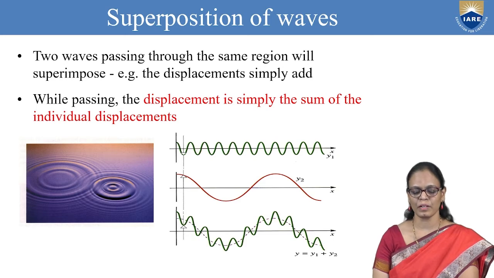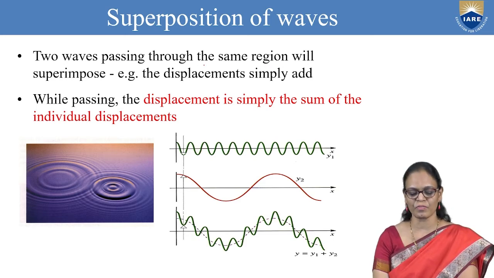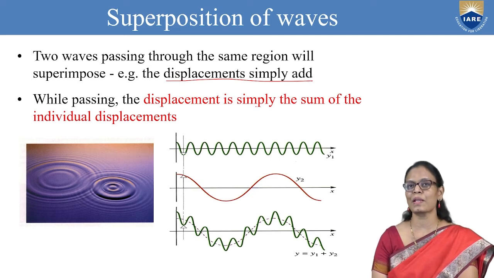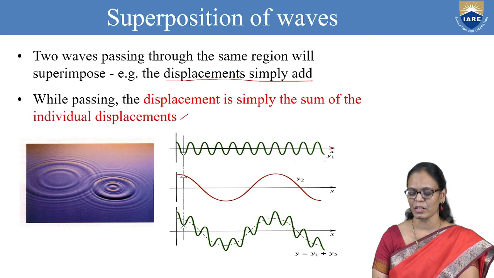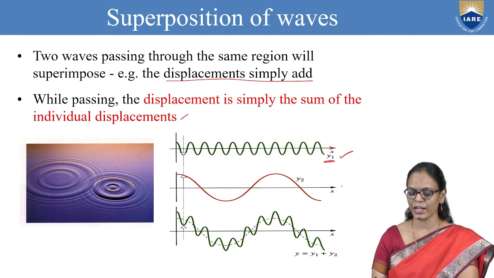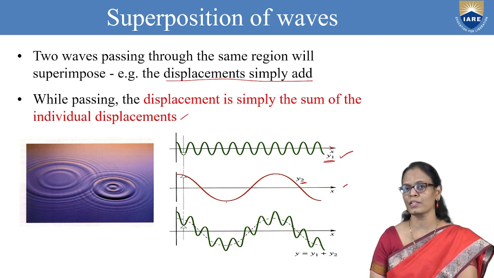So the resultant displacement is the vector sum of the two. Now here we see the example. Two waves passing through the same region will superimpose and their displacements will simply add. Simply add means it is a vector sum. So while passing, the displacement is the sum of the individual displacements. So we are talking about the first wave going along the positive x direction and the displacement is given by y1 for this wave. And we are considering a second wave whose displacement is given by y2. And you imagine that these two waves superimpose on each other. They are arriving at the same point at the same time. Then what happens? There is superimposition.